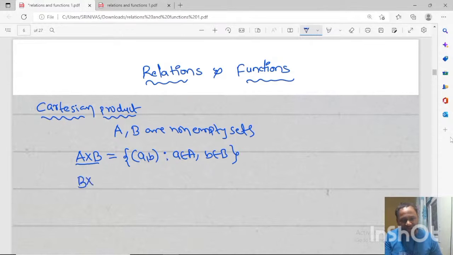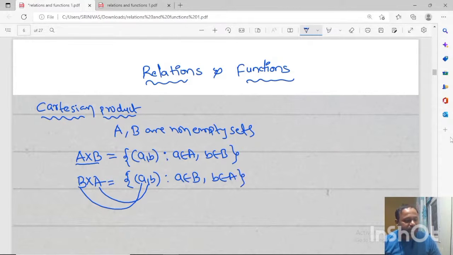So this is about the Cartesian product of A cross B. And B cross A, how can we define it? B cross A is equal to the set of all ordered pairs (b, a) such that b belongs to capital B, the first element belongs to the first set, and a belongs to capital A, the second element belongs to the second set. So this is about the Cartesian product. Here I mentioned A and B are non-empty sets. Simple, we can take one example: A is equal to the set {1, 2} and B is equal to the set {a, b}.